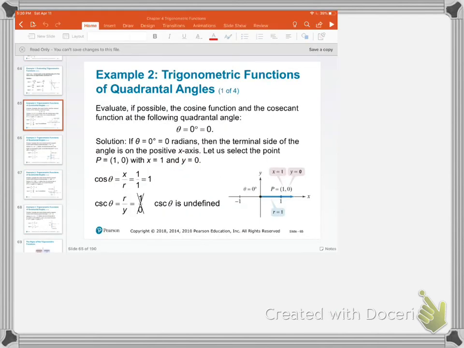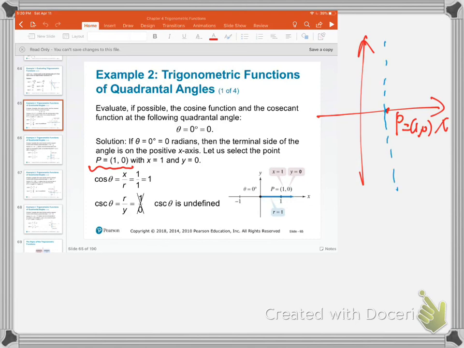So in some degenerate cases, sometimes there's no right triangle. For example, if P is (1, 0), that means P is on the x-axis, so P is this point. If you draw a vertical line, there's no right triangle. There's a right angle, but you cannot make a right triangle because the terminal side is here. So P is on the terminal side, and there's no right triangle.